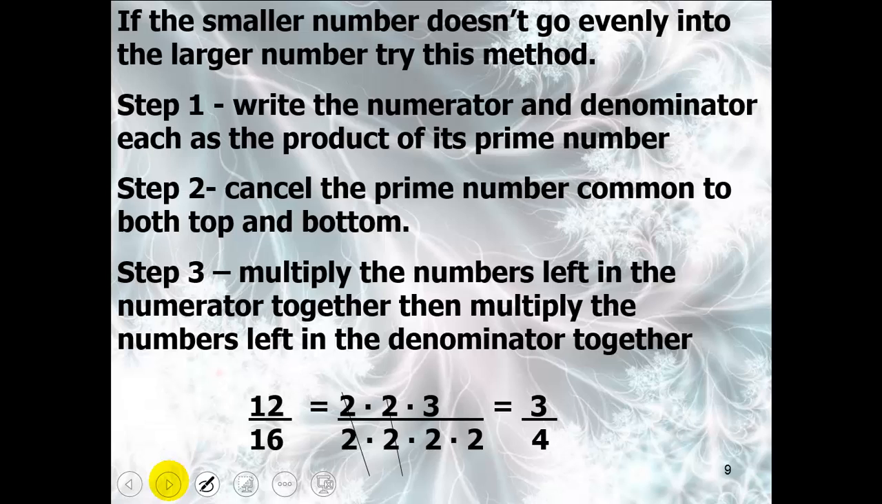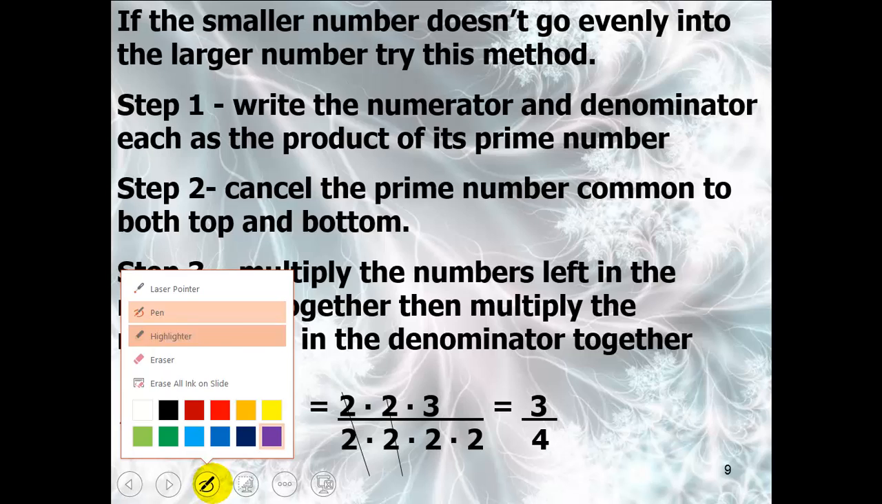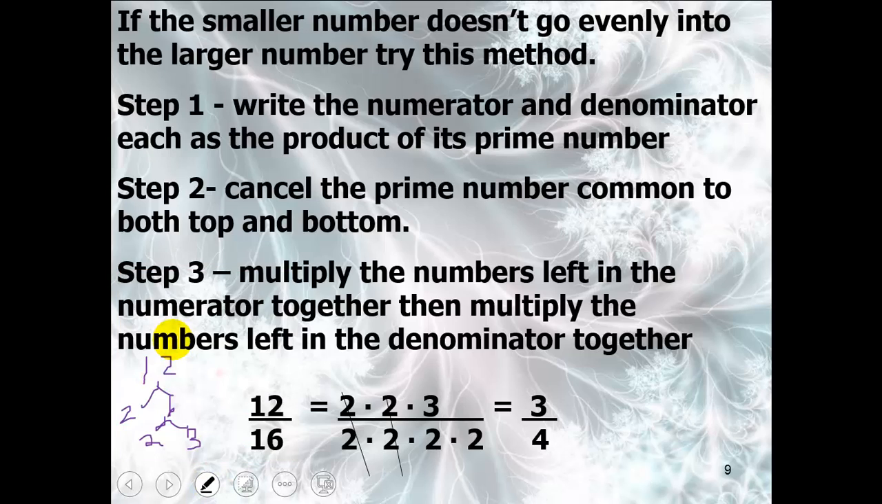So let's take 12 sixteenths. Does 12 go evenly into 16? No. So now I'm going to prime factor 12. It's even, so I'm going to divide by 2, and I get 6. 6 is even. I'm going to divide by 2, and I'm done because 2 and 3 are both prime. So I'm going to rewrite 12. I'm going to go to my highlighter. I'm going to rewrite 12 as 2 times 2 times 3.